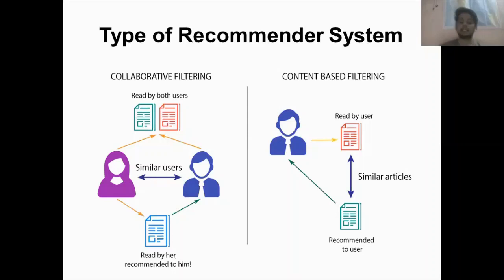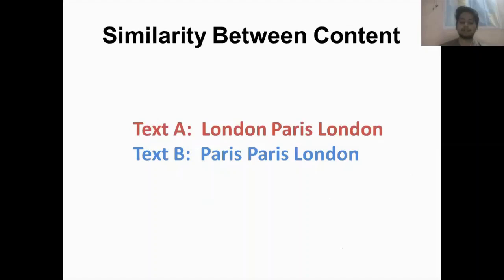To better understand the content-based recommendation system, let's take this example here. Here we have two sentences. Text A: London, Paris, London, and text B: Paris, Paris, London. And our job is to find the similarities between these two sentences. So how can we do that? First we have to come up with a score.